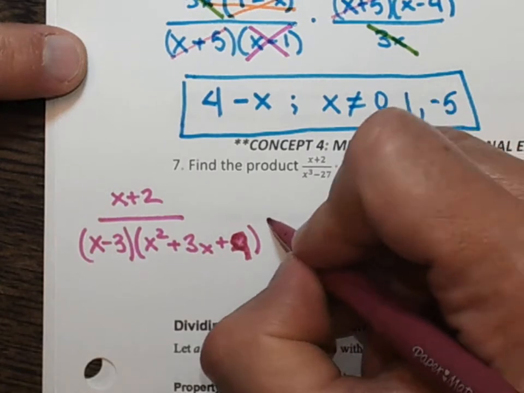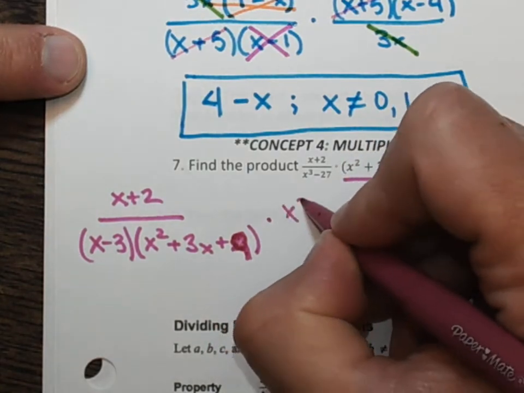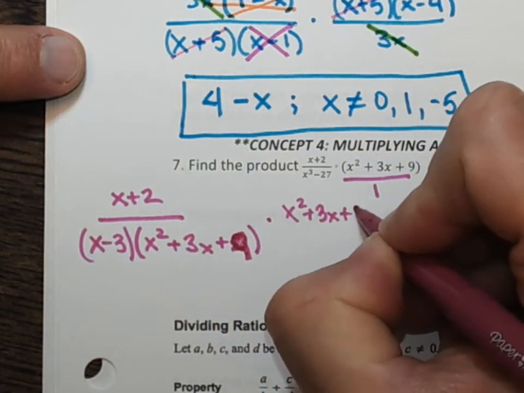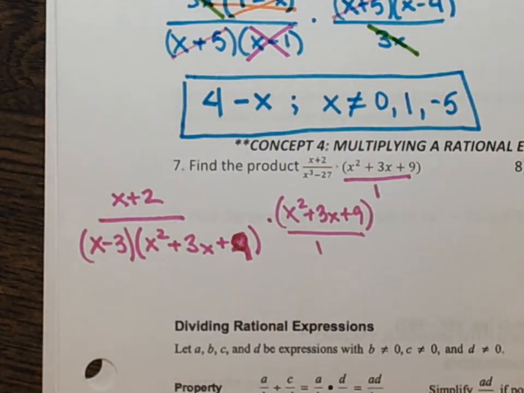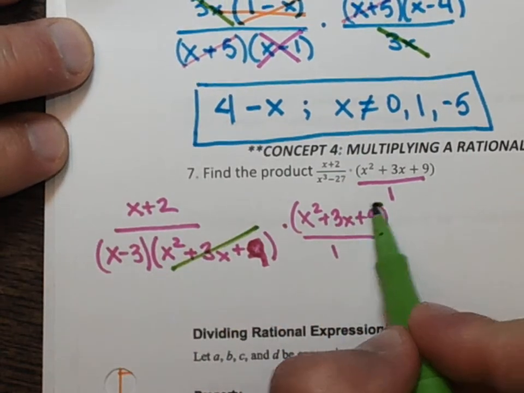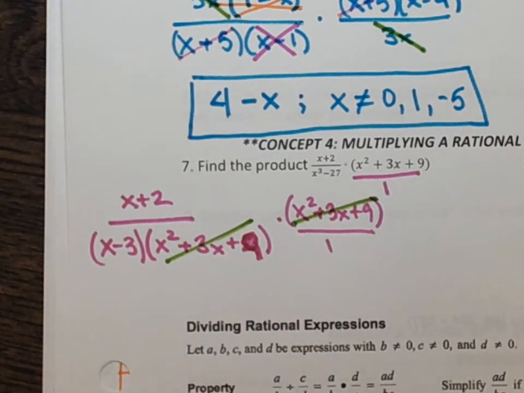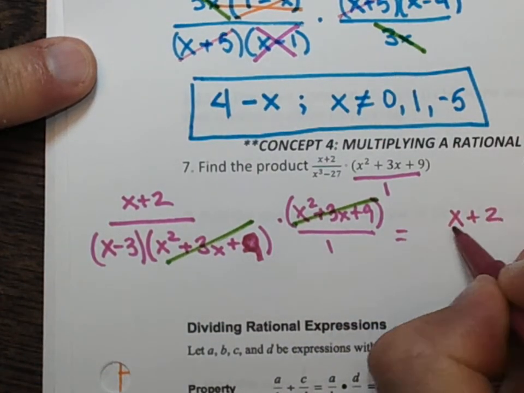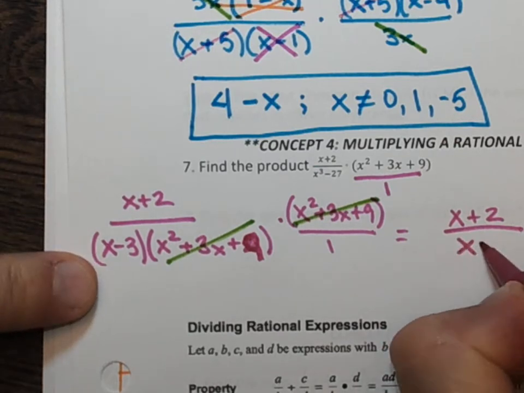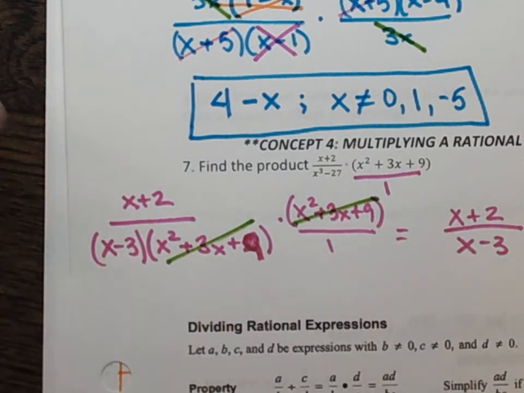Alright, and now I'm going to multiply that times this x squared plus 3x plus 9 over 1. And now, what can I do? Well, I can just basically cancel out those parts. And I am left with my answer being x plus 2 over x minus 3. Right? Times 1 is still x minus 3.